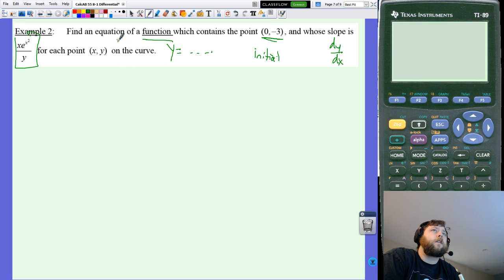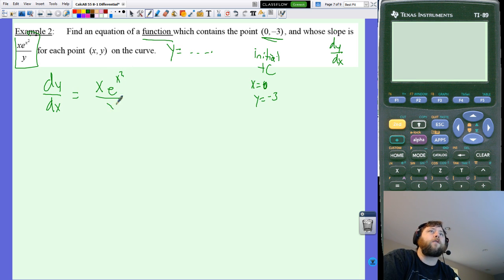So again, an equation of the function means I want to find something in y equals form. An initial point means you're going to solve for your plus c. At point (0, -3), that means x equals 0 and y equals -3. And a slope is dy/dx, which means that's a differential equation: dy/dx equals x e to the x squared over y.